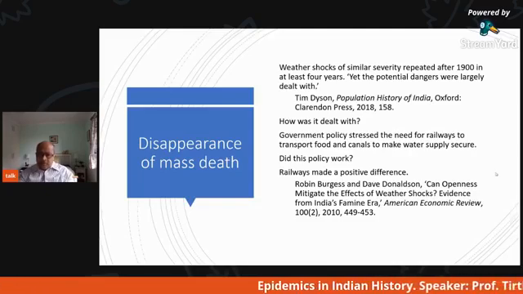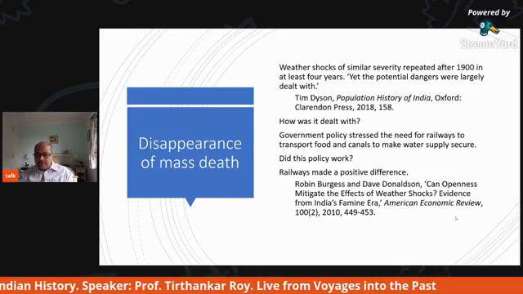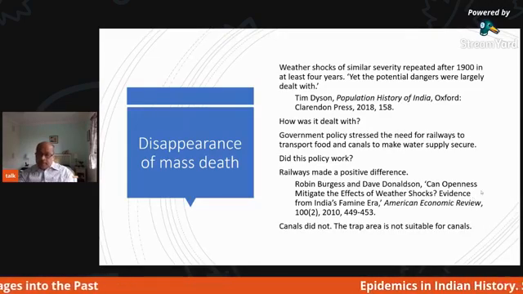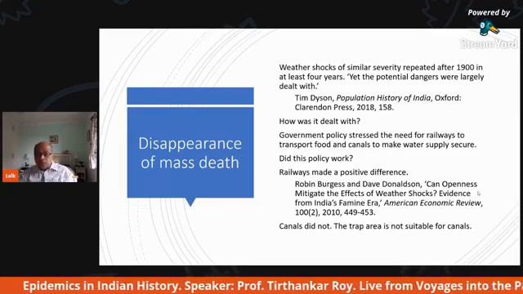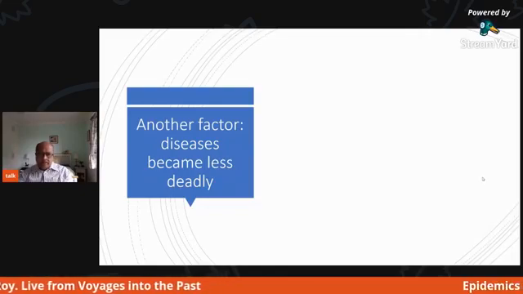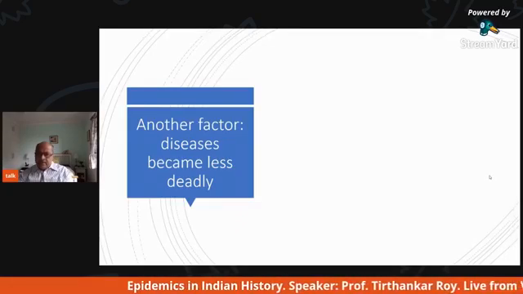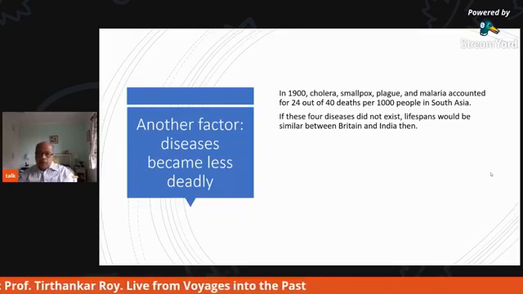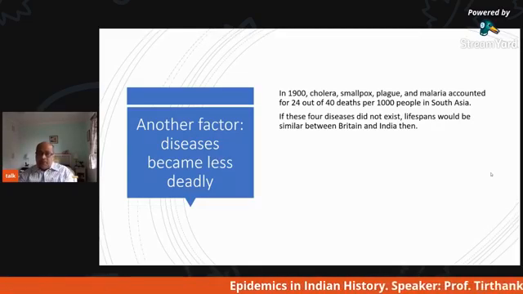Well, the railways made a positive difference, yes. The most recent research on this subject offers very strong quantitative evidence that the railways had something to do with the disappearance of famines and mass deaths. Canals did not. The Deccan Trap area is a geological region which is not suitable for building canals. Canals came up elsewhere, not in the famine-prone regions. So there was something else that is missing in the disappearance of mass death. There is another reason, and that was quite clearly that some of the diseases which were connected with famine conditions started becoming less deadly from around 1900. That's why the droughts didn't cause as many deaths as before.